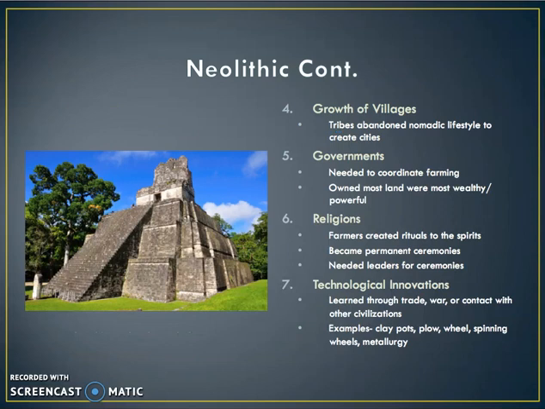So moving on. Now we have the growth of villages and cities. Tribes began to abandon that nomadic lifestyle, and they started to create cities. So now if you didn't want to be a farmer, you didn't have to be, but you had to live somewhere that was close to the farms, so you could still get food from them. So we see those cities begin to emerge. We also see governments emerge because governments were needed to coordinate the farming. Somebody had to oversee it and protect the food sources. So the people that owned the most land were oftentimes the most wealthy. And as it is even today, the more wealthy you are, the more powerful you are.